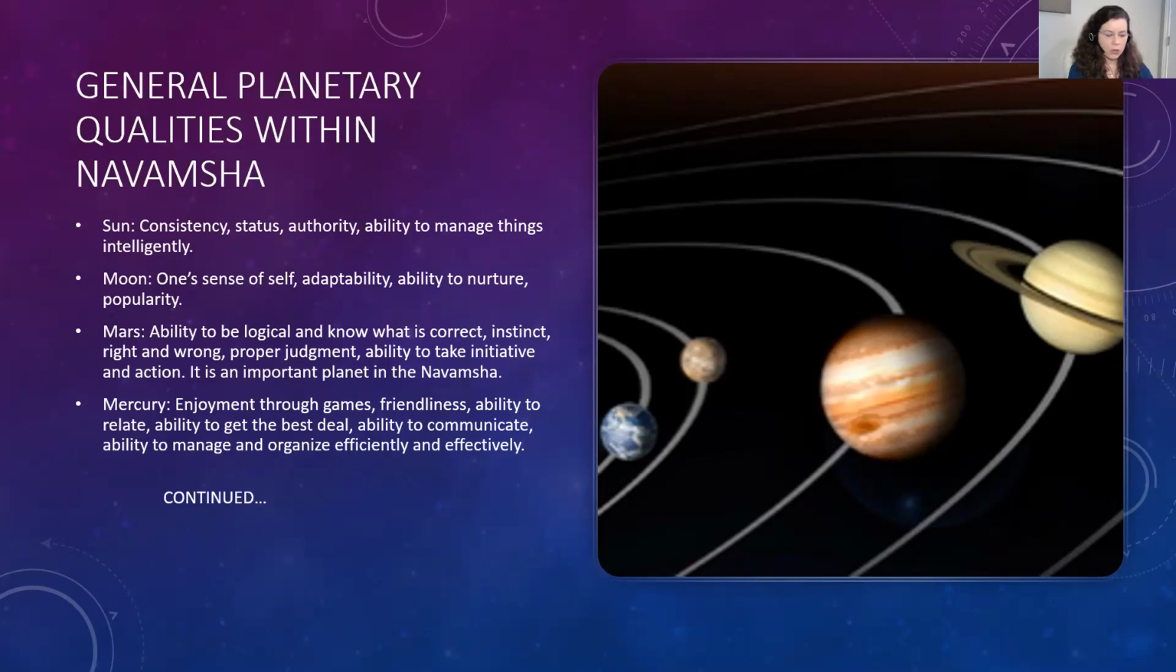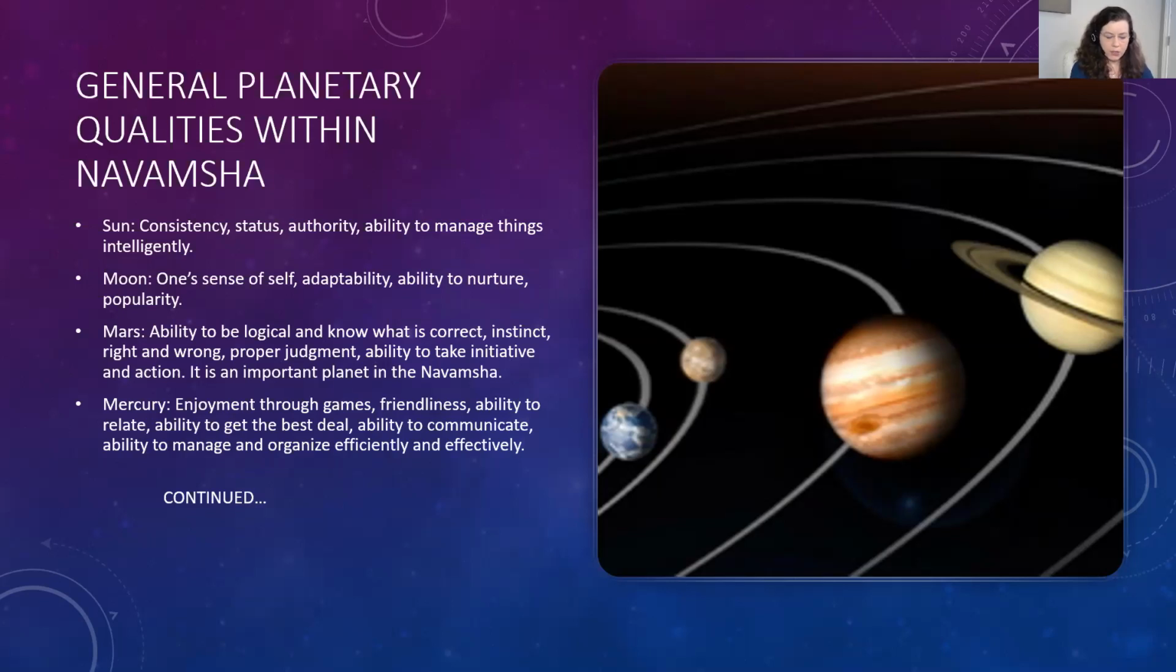Mars is knowing what is worth fighting for and standing up for, those things that are important to us related to our marriage or to our path. It's our ability to be logical and to know what is correct, instinct, right and wrong, proper judgment, ability to take initiative and action. It is a very important planet in the Navamsha.